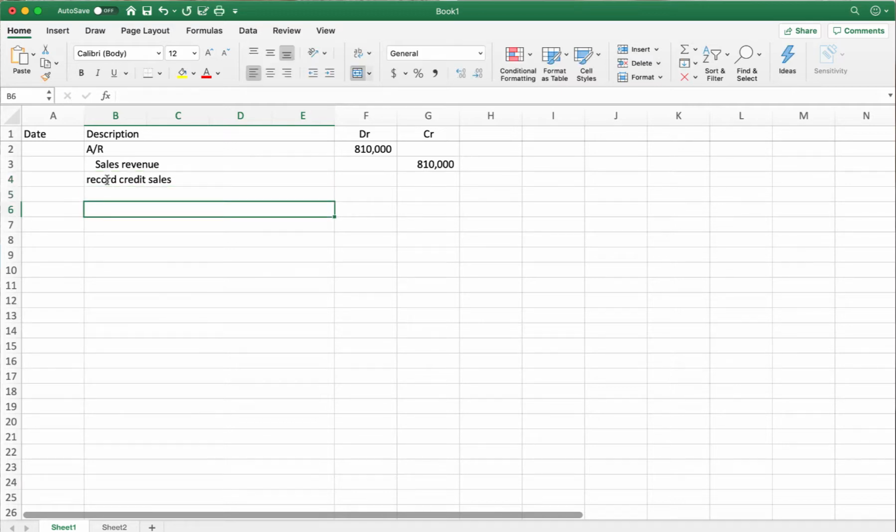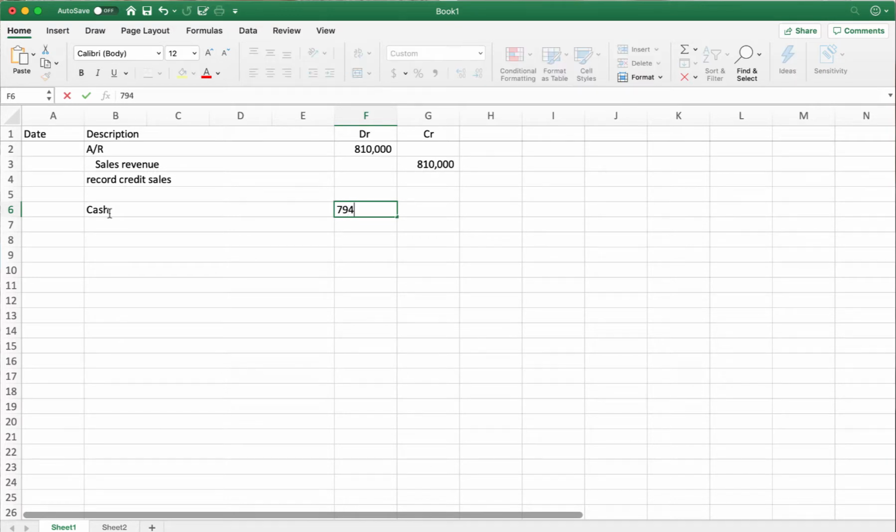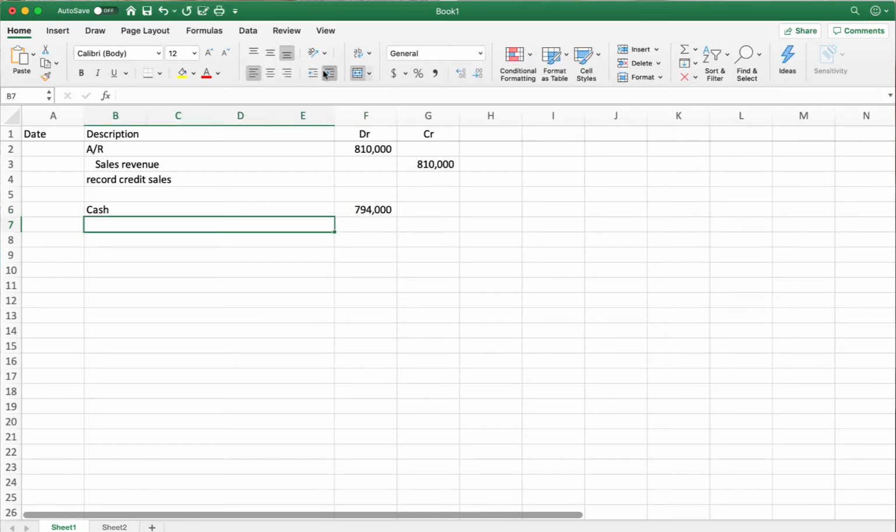Okay? They also tell us that $794,000 of those transactions were actually collected on. Okay, I'm going to debit cash for $794,000. I'm going to credit AR, accounts receivable, for the same amount.